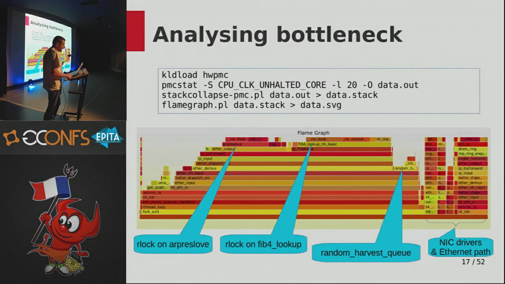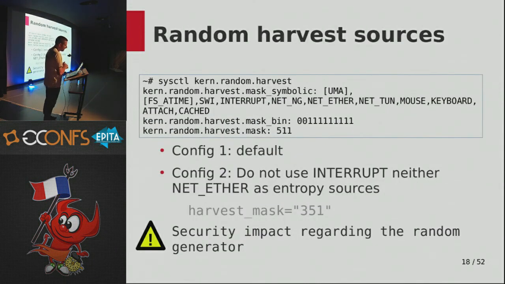Okay, what can I do? I will try, as an end user, just to play with the random harvest source. On FreeBSD, as an entropy source, by default, interrupts on all Ethernet packets are read. Some data are taken from these packets for use, but at this very high rate, this impacts your performance a little bit. Then I just chose to disable interrupts on Ethernet packet frames from my configuration.